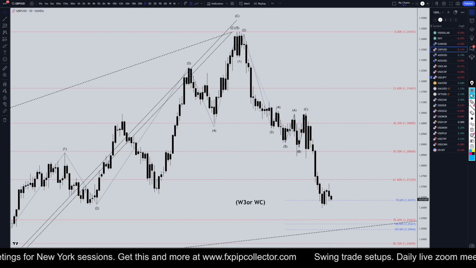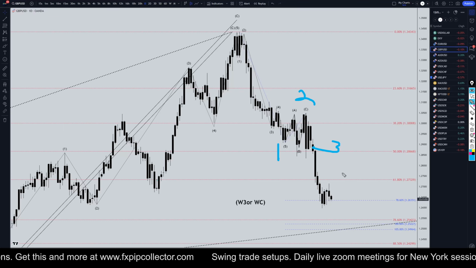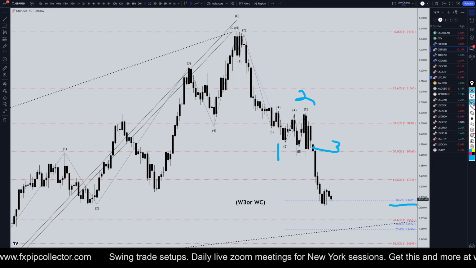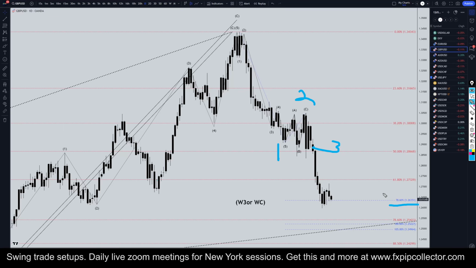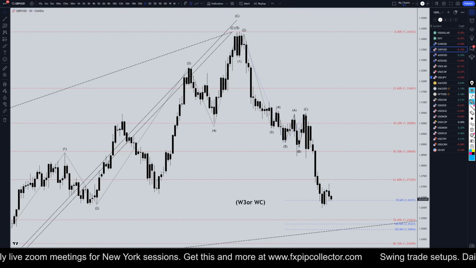Going down to the daily time frame, it looks to me like a wave 1, a wave 2, and a wave 3. If it really is a wave 3, then we have a lot of downside potential. We're only at the 78 Fibonacci extension. Most wave 3s go to the 168 minimum, so there is very likely a lot of downside potential left.